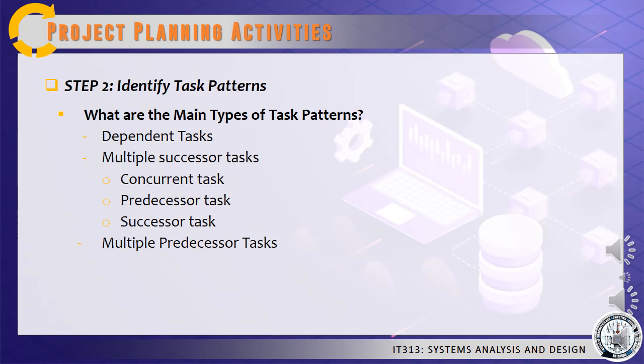Multiple successor tasks is when several tasks can start at the same time, or can be called concurrent tasks. Often, 2 or more concurrent tasks depend on a single prior task, which is called a predecessor task. In this situation, each concurrent task is called a successor task. Multiple predecessor tasks is when it requires 2 or more prior tasks to be completed before it can start.